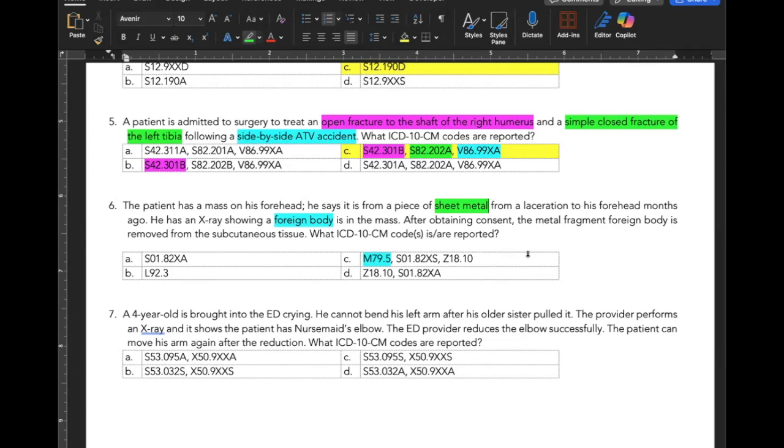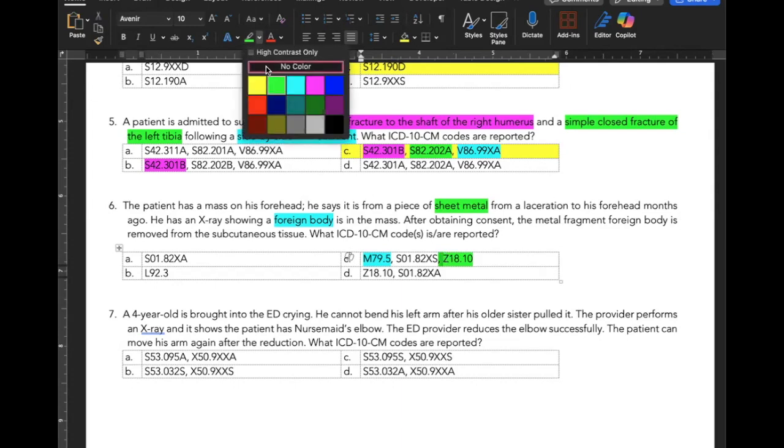And that gives us what code? Z18.10. Okay. So I know what the answer is. It's C. Okay. So Z18.10 is our retained metal fragment. So that's our right code. Highlighter's acting up now. So the Z18.10 is the actual what that foreign object is, right?